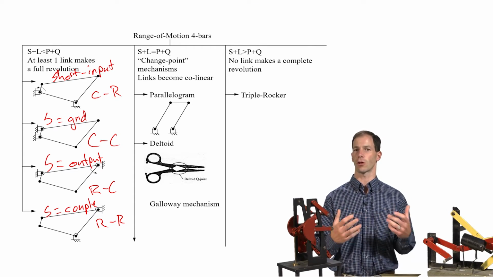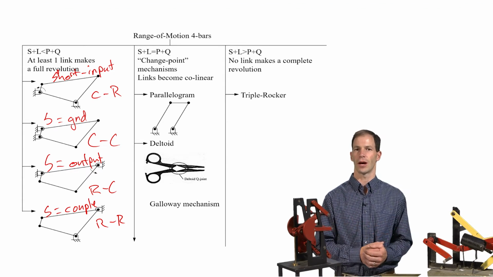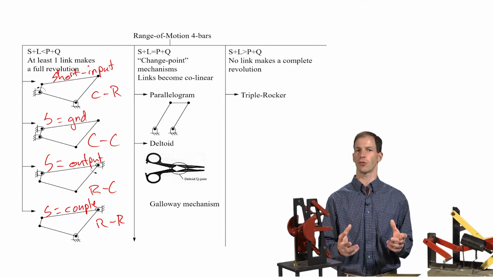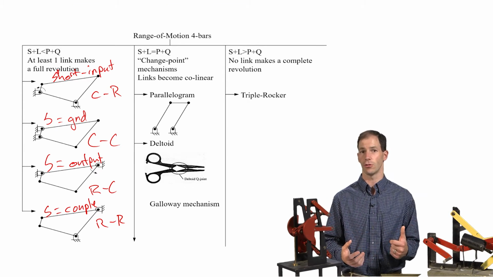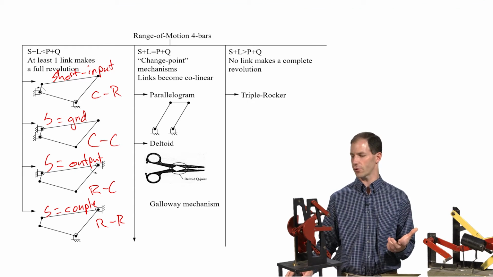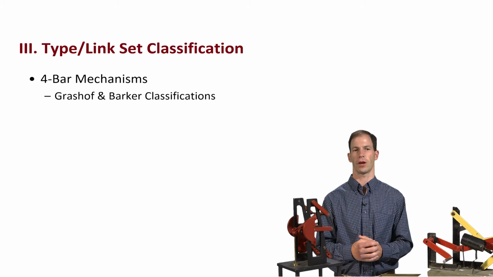They're just as valid, they work just as well, but if we want to drive it with an electric motor, this would not work directly. Instead, we have to add something else to drive the mechanism through its range of motion. So knowing its range of motion really helps us determine how it is going to move and whether I can apply a motor to drive this through its range of motion or not. So we've talked about two different classifications. Let's now move into the third one, the type or the link set classification.